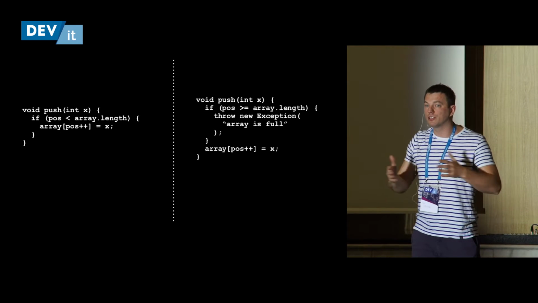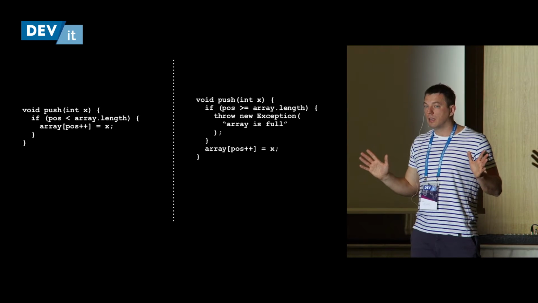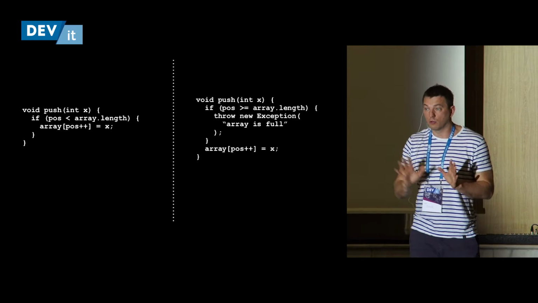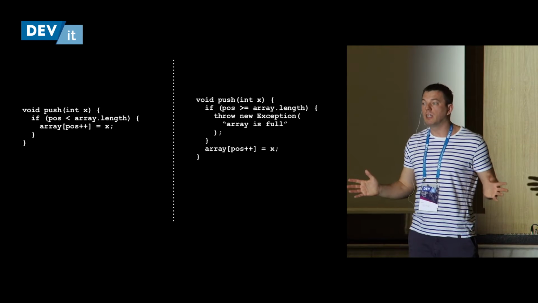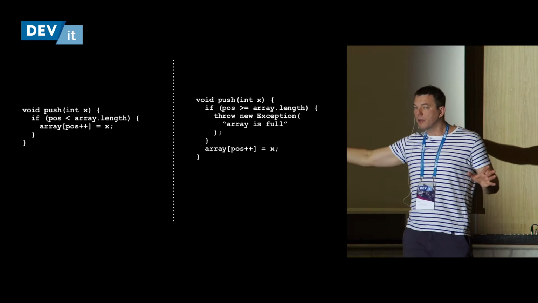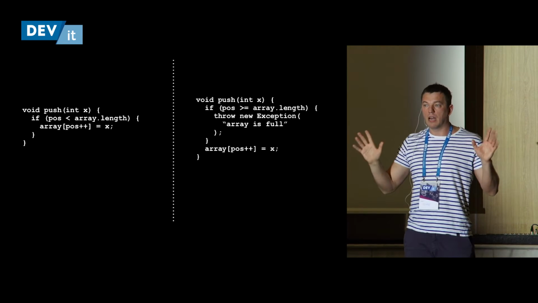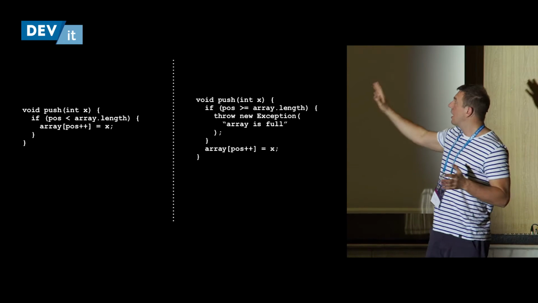So the client will not understand what happened. The push method is called, but nothing happened. It looked like everything was fine. The client will be able to continue the execution because the push method basically ignored the problem. So this is fail-safe. We didn't break, the software keeps running, the client is happy, nothing is down, but this is wrong.